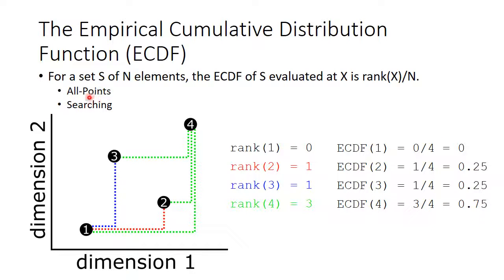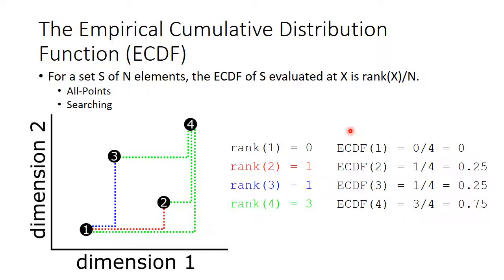So that being said, there's a couple of variants that we can examine with regards to ECDF. That's, first of all, the all points problem. And the all points ECDF problem says for a given set S of n points, I would like to know the ECDF of every individual point. So we've actually conducted an all points here on these 4 points. We've conducted the all points by giving the ECDF of each of its points.